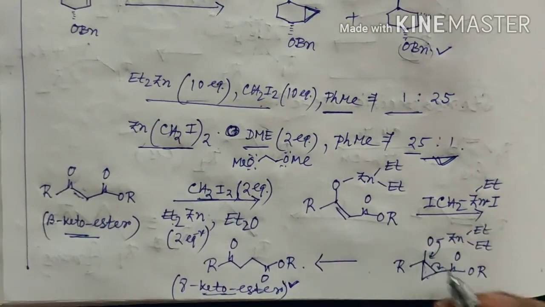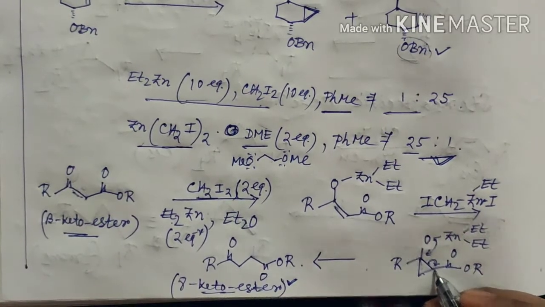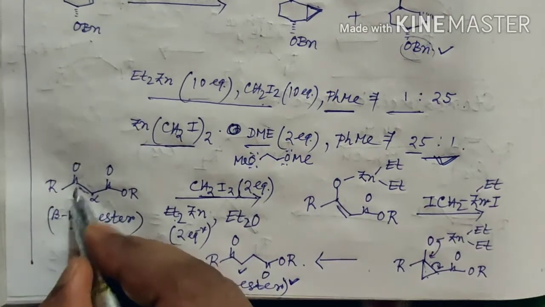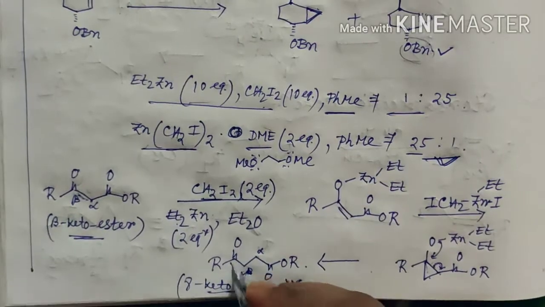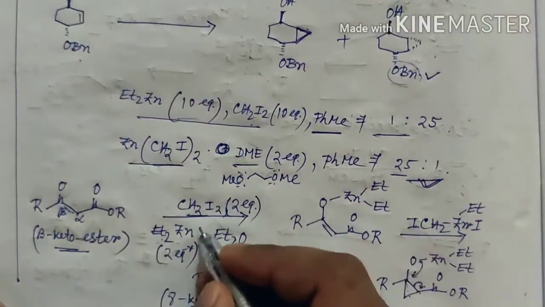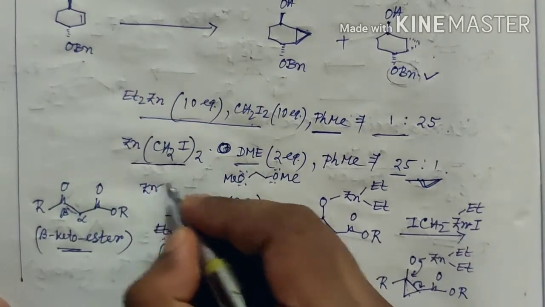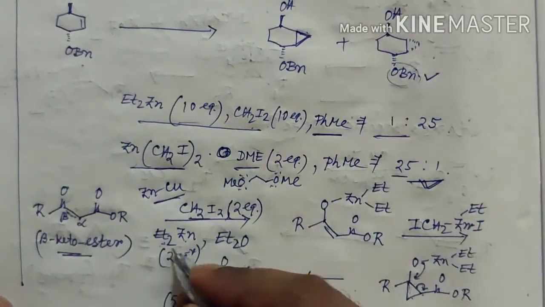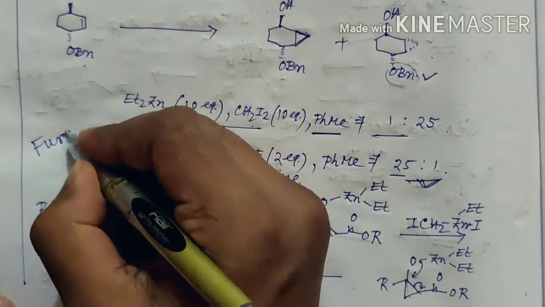That is, here there will be a double bond and it will form an anion here, and that anion will be protonated to give such a gamma keto ester. Here the carbonyl is at the alpha and beta position, but in this case it is alpha, beta and gamma keto ester. And this type of modification, where dialkyl zinc species is used instead of zinc-copper couple as used in the Simmons-Smith reaction, is known as the Furukawa modification.